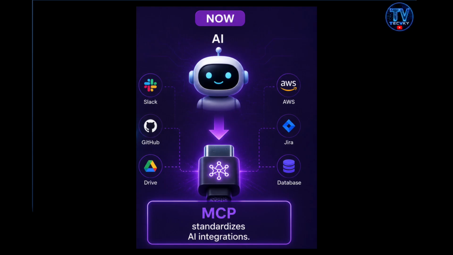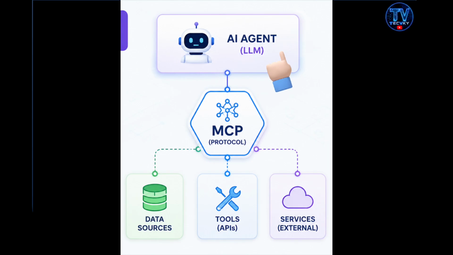Instead of building custom integrations between an AI model and every application like GitHub, Jira, databases, cloud storage, or enterprise APIs, MCP provides one common protocol that everyone can follow. Okay. At the top, we have our AI agent or large language model. By itself, the AI only knows what it was trained on. It cannot directly access your company's database or your GitHub repository.